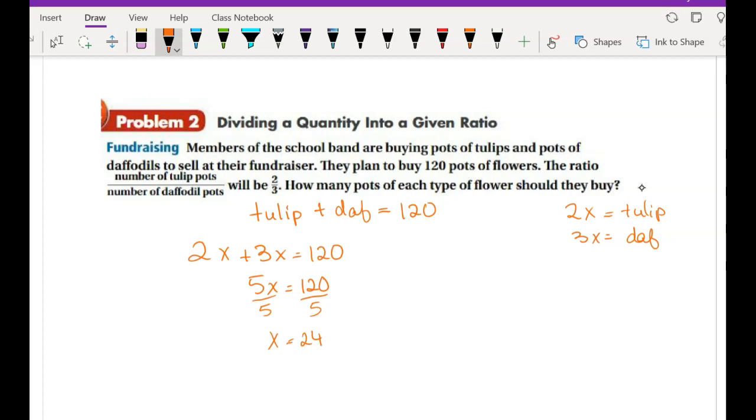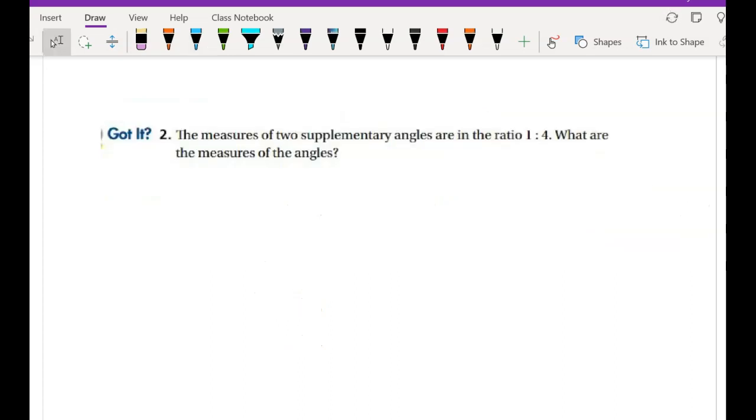Am I finished? No, I've just found x. So to find the number of tulips, I'm going to plug 24 into x. So what's 2 times 24? It's 48. And what is 3 times 24? That's going to give me 72. So I need 48 tulips and 72 daffodils. Okay, now I want you to do this one on your own. Go ahead and hit pause. And then when you're finished, hit resume.